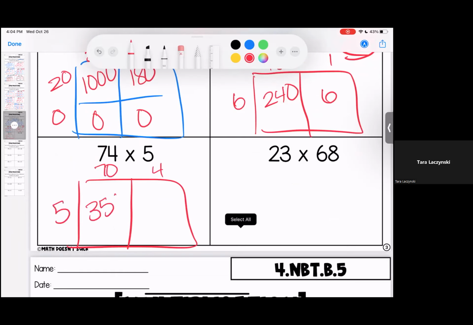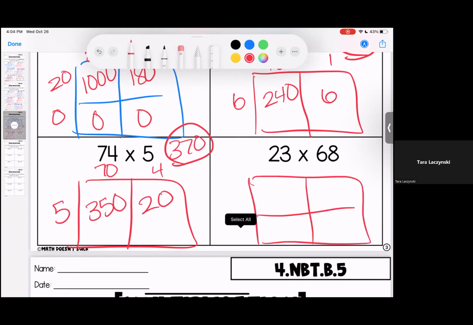74 times 5 is 70 and 4, 5 on the side. 5 times 7 is 35, 1 zero. 5 times 4 is 20. If we were to add these together, we get 370.